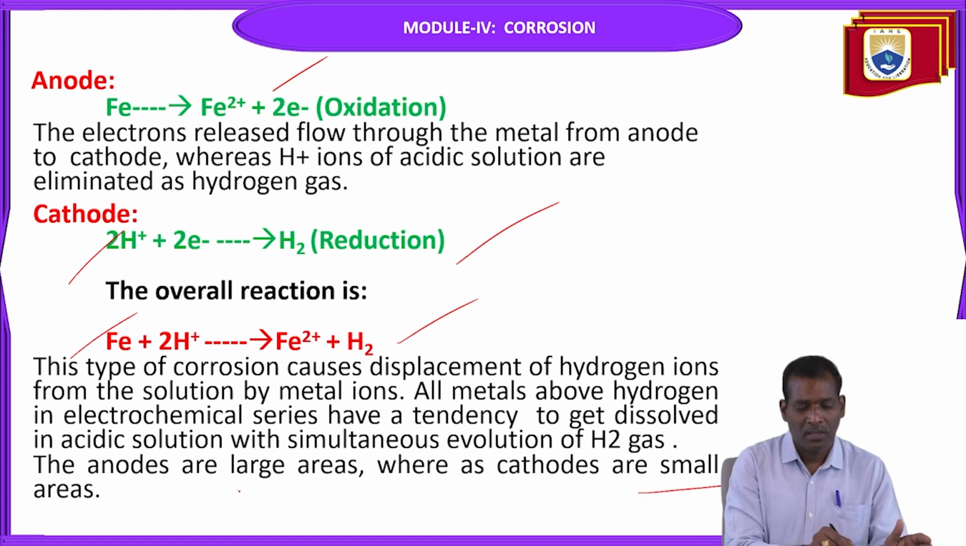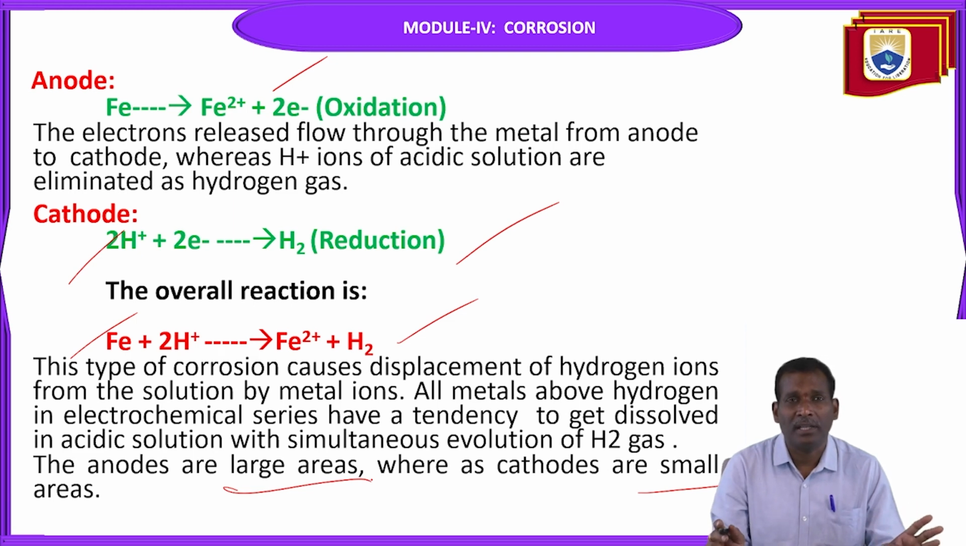So this is an important observation here. The anodes are large areas and cathodes are small areas. The electron flow happens between anode and cathode.